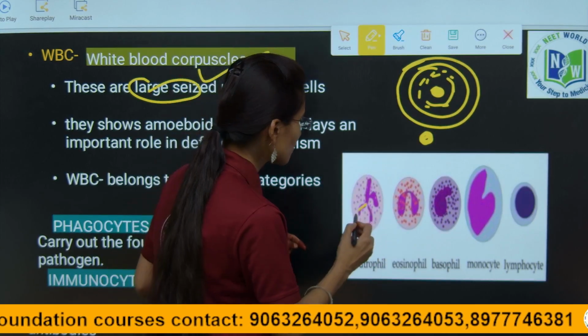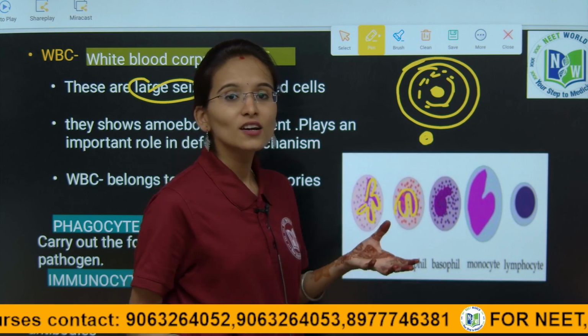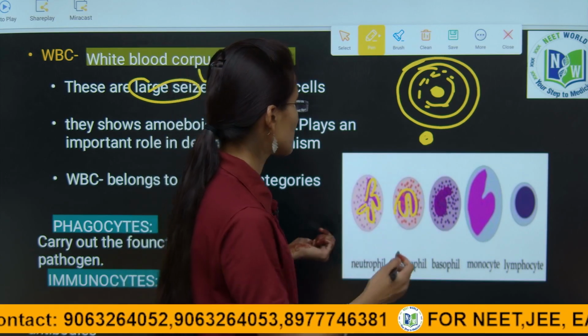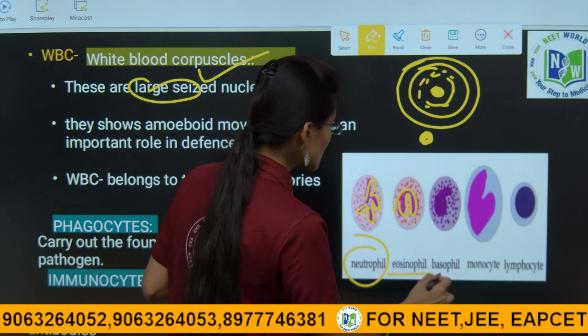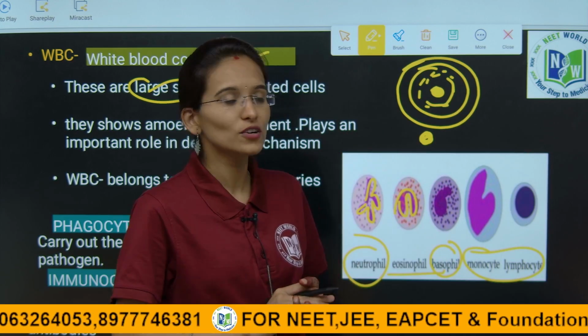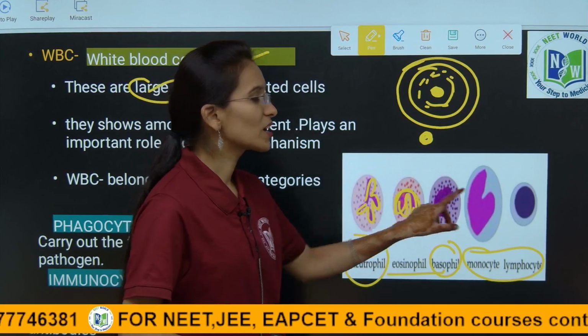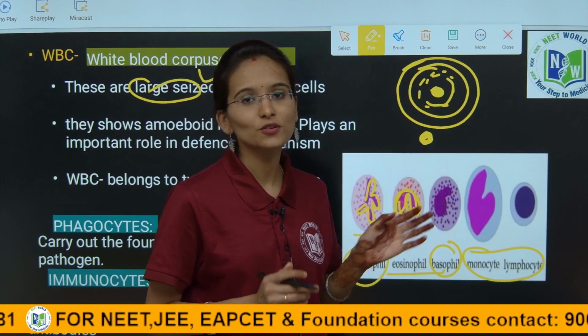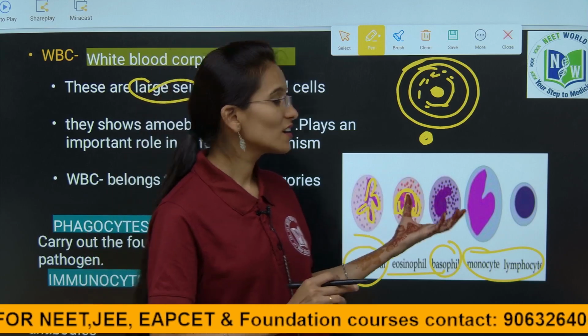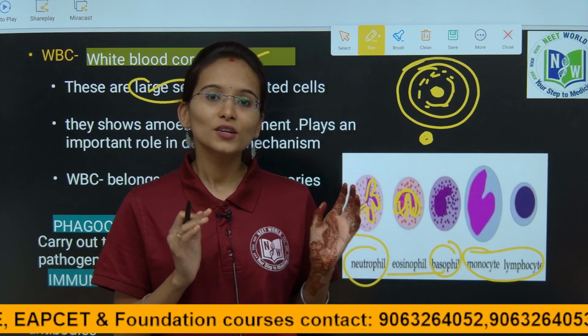Can you see here? Different types of lobed structures are present. Based on the lobes only, these are of different types: neutrophils, eosinophils, basophils, monocytes and lymphocytes. We are going to discuss them, so no need to worry. This is how the different types of WBCs look, and they vary in the shape of the nucleus. These are the large sized nucleus cells.